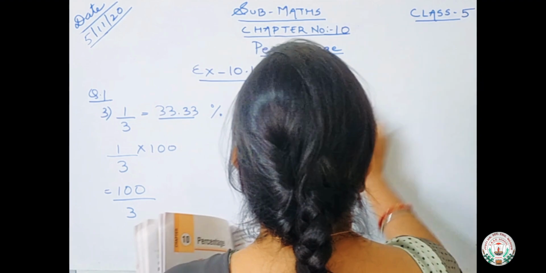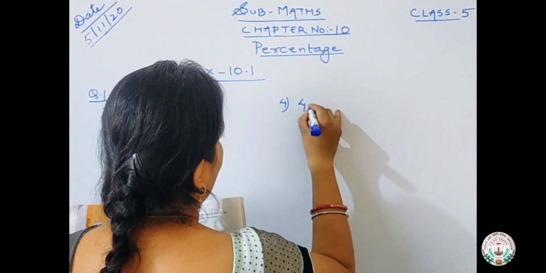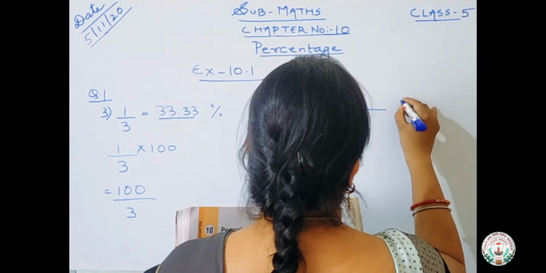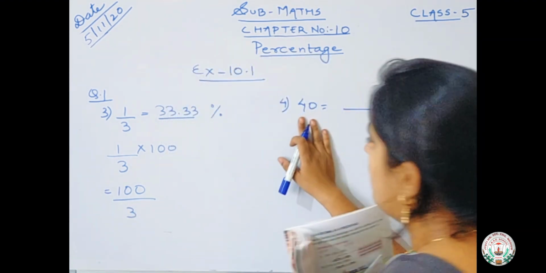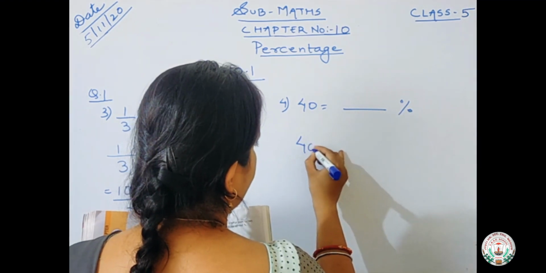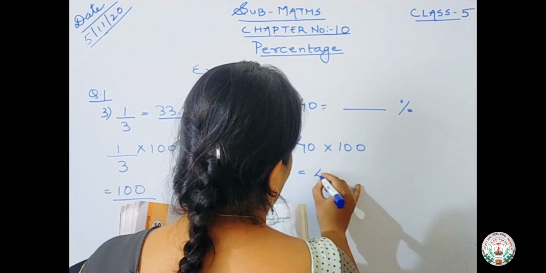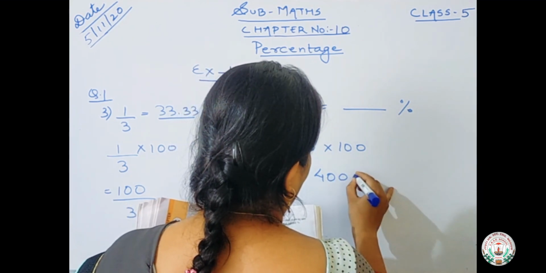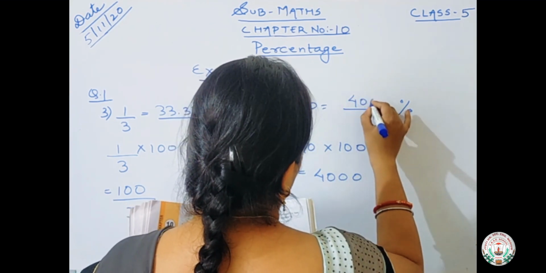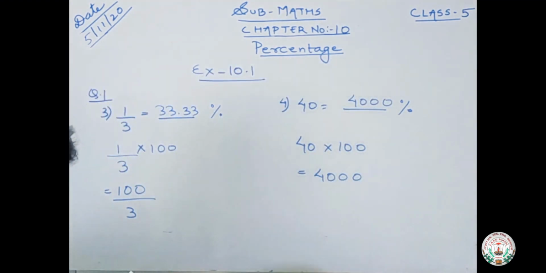Now next is number 4. 40 is equals to dash percent. Here no denominator is given. It is given as a whole number. So we will just multiply it by 100. What do we get? 40 into 100 will be 4000. So 40 is equals to 4000%.